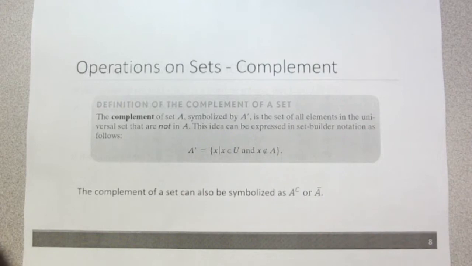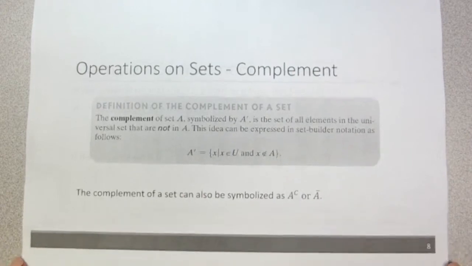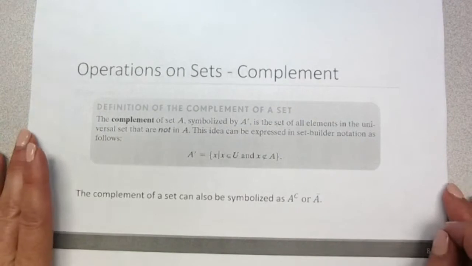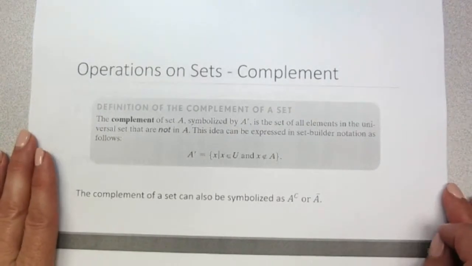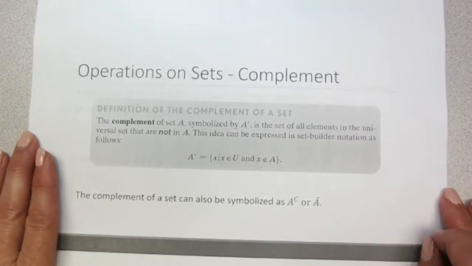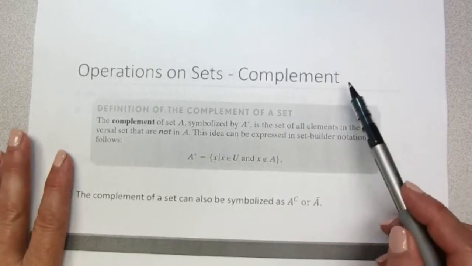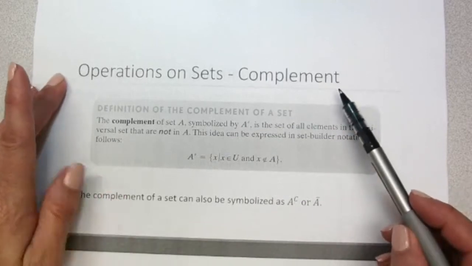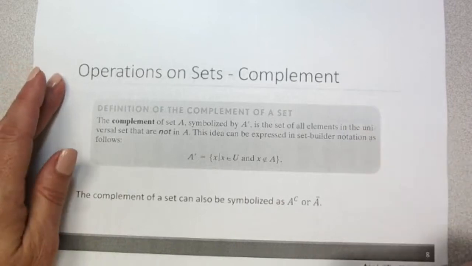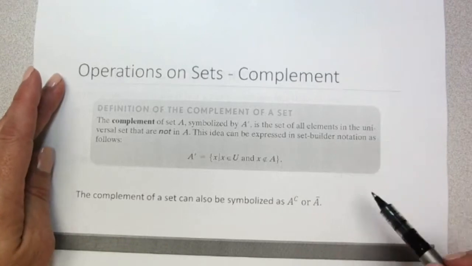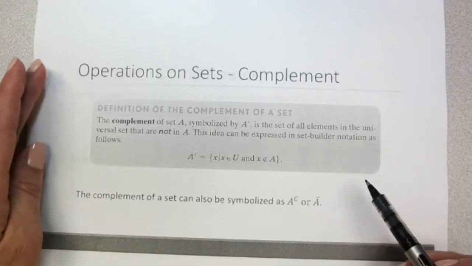Okay, we can do operations on sets, just like we do operations in algebra. In algebra, or mathematics, we add, subtract, multiply, divide, take the square root, and raise to a power. There's all sorts of operations that we can do on numbers. In the study of set theory, which is an arm of mathematics, we can do operations on sets. One operation is to find the complement of a set. To find the complement of a set, we look at all of the elements in the universal set that are not in the set in question.